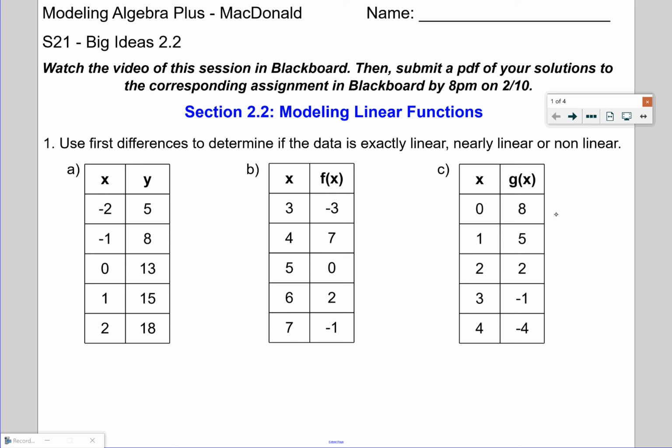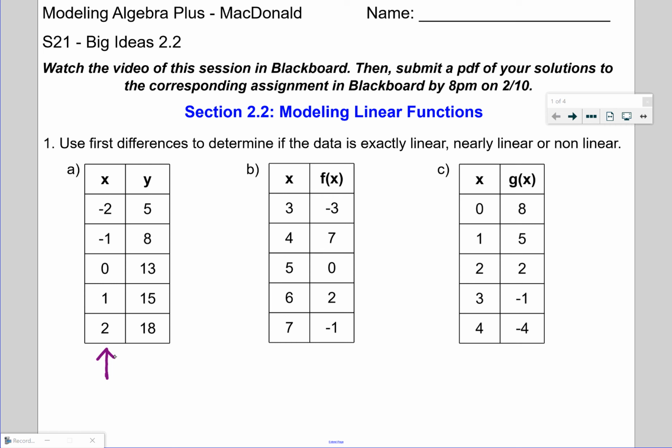When we talk about first differences, we're talking about looking at the y values or the outputs of data that are next to each other and finding the difference between them. One condition that you want to double check first before you calculate first differences is that the x values are equally spaced. And our x values here are just counting by ones, -2, -1, 0, 1, 2. If they weren't, we wouldn't be able to use this method to determine what kind of data we have.